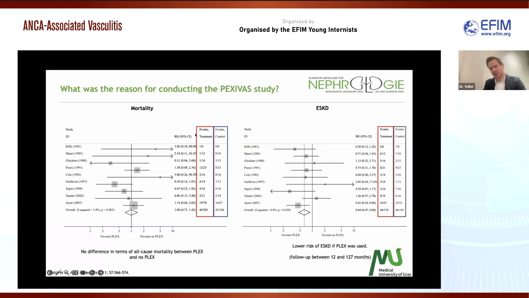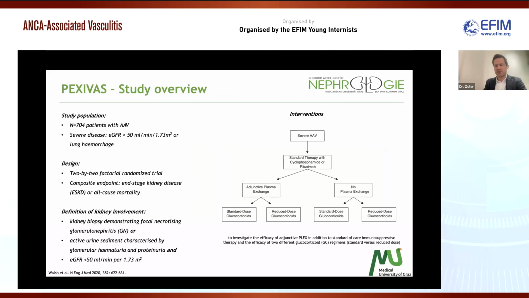Nevertheless, if you take a look at the data of this meta-analysis, you can see that most of the patients came from the MAPEX trial, and all of the other studies were small randomized controlled trials. So the question was whether we can use plasma exchange in a more extended indication as well, so in patients with less severe kidney involvement. And for this reason, the PEXIVAS trial was set up.